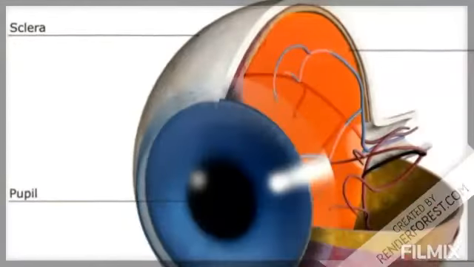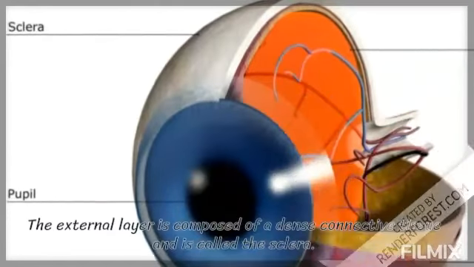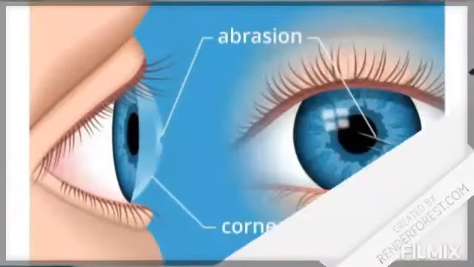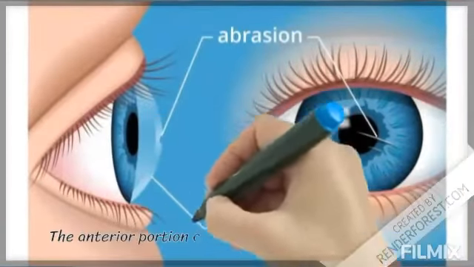The external layer is composed of a dense connective tissue and is called the sclera. The anterior portion of this layer is called the cornea.